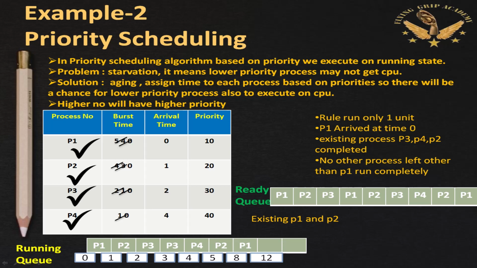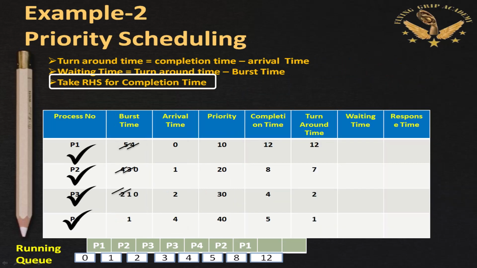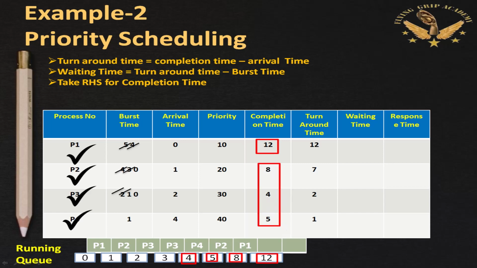Finally we need to find the chart. So what is the turnaround time, waiting time, response time? Here is the completion time. We are going to concentrate on the right hand side. P1 has completed at time 12. P2 has completed at 8, and the next, P3, has completed at 4. P4 has completed at 5. So 12, 8, 4, 5. Next we need to find the turnaround time.